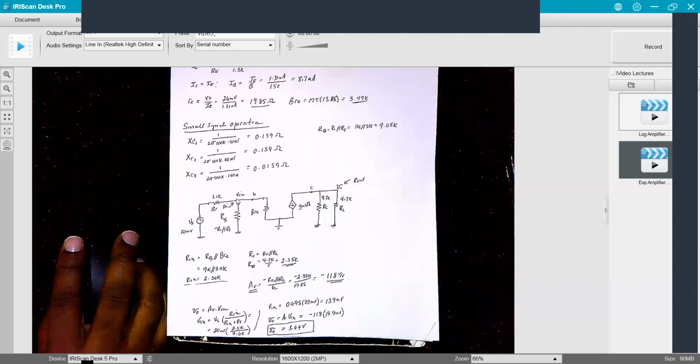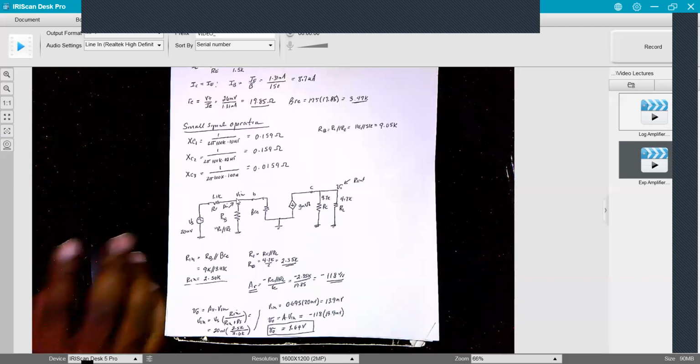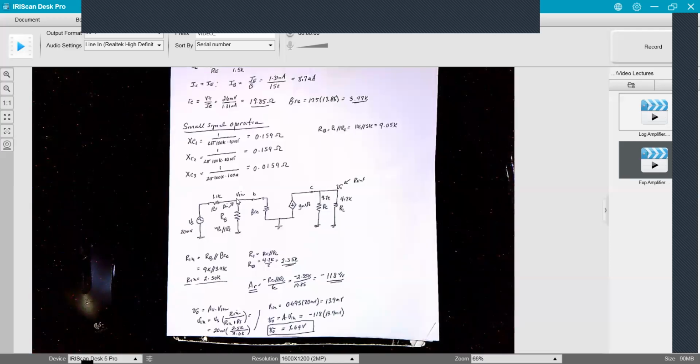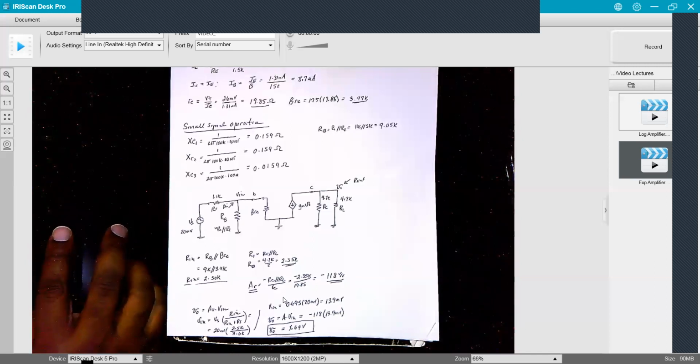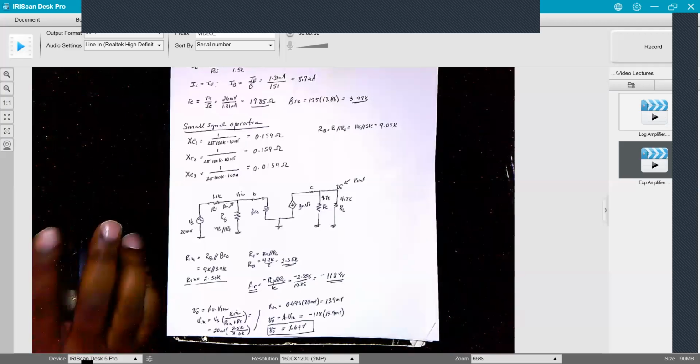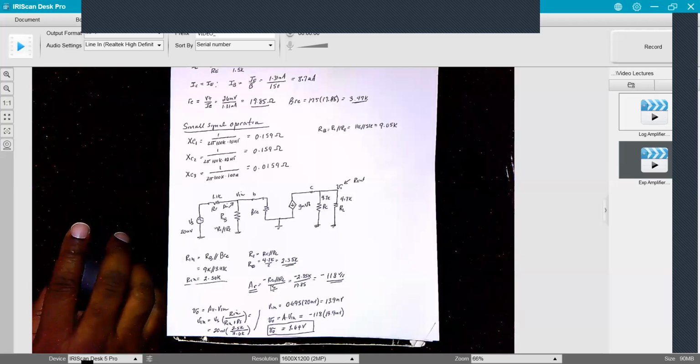For the gain, would it have been okay if we had defined that formula as RL prime? That's fine. I don't care what you call it. Okay, cool. Yeah, the author uses RL prime. I have a tendency not to, because I like to always be aware of exactly what's involved in my calculation. He does RL prime because he doesn't have to type as much. You just say RL prime is RC in parallel with RL, and use RL prime from that point on. I don't care what you call it.